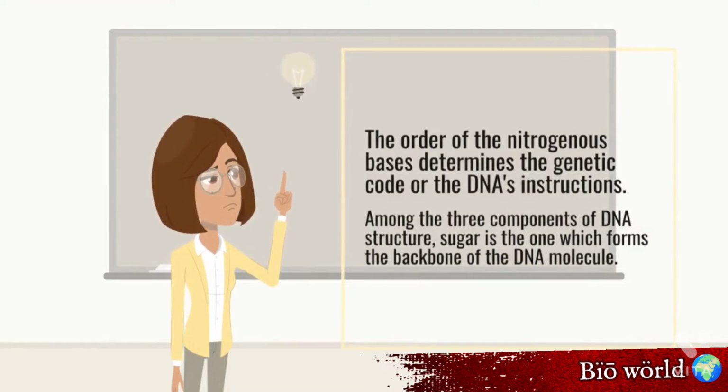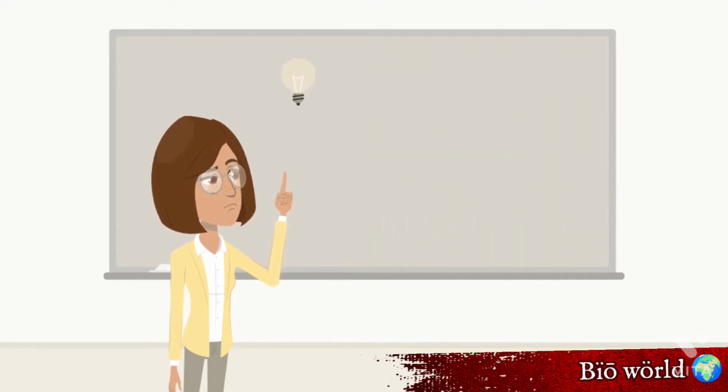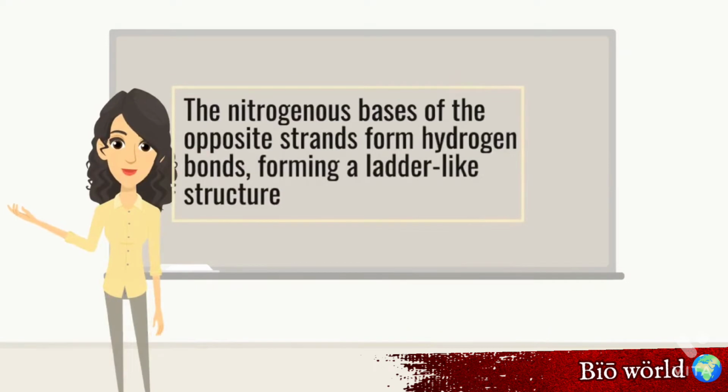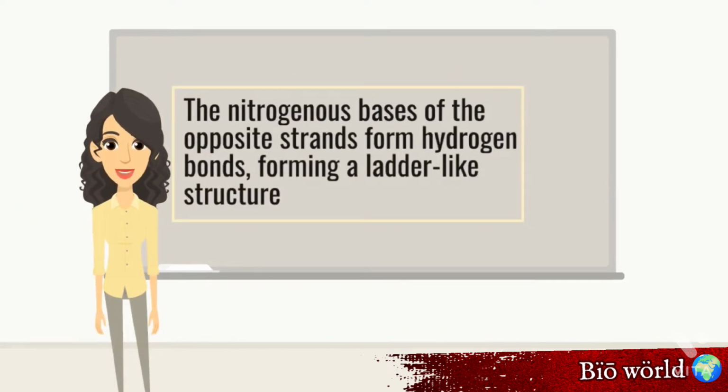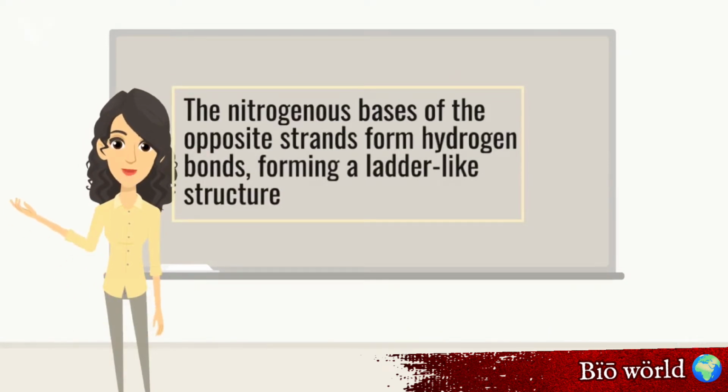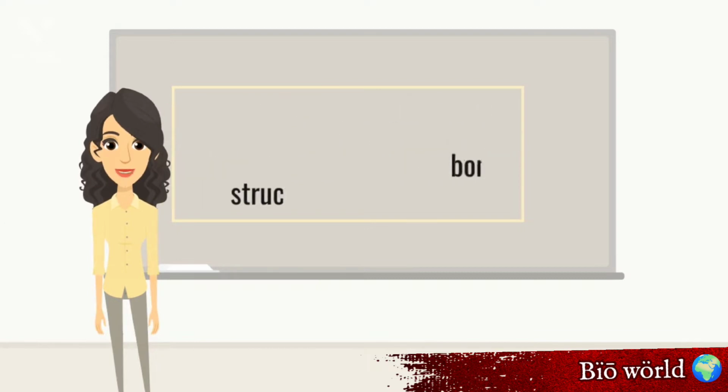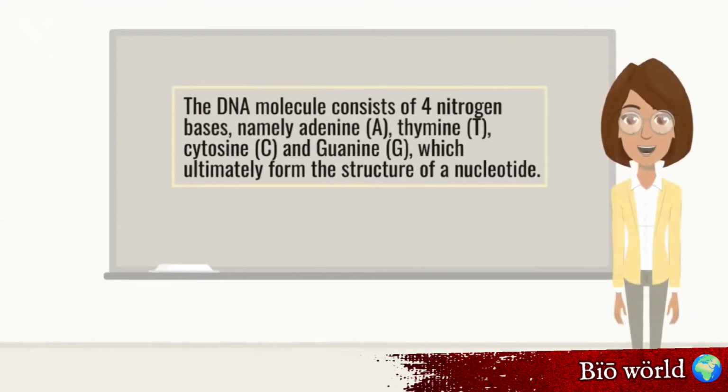Among the 3 components of DNA structure, sugar is the one which forms the backbone of the DNA molecule. The nitrogenous bases of the opposite strands form hydrogen bonds, forming a ladder-like structure. The DNA molecule consists of 4 nitrogen bases, namely adenine (A), thymine (T), cytosine (C), and guanine (G), which ultimately form the structure of a nucleotide.